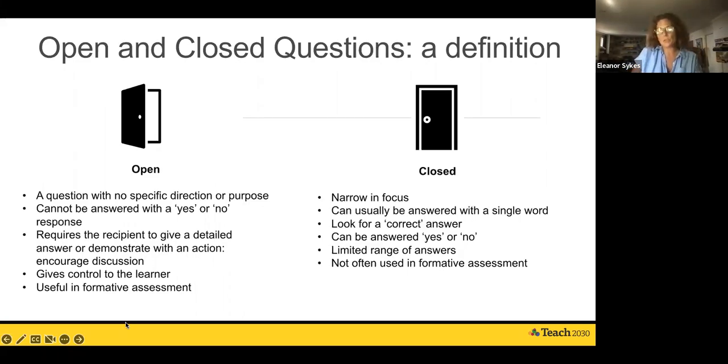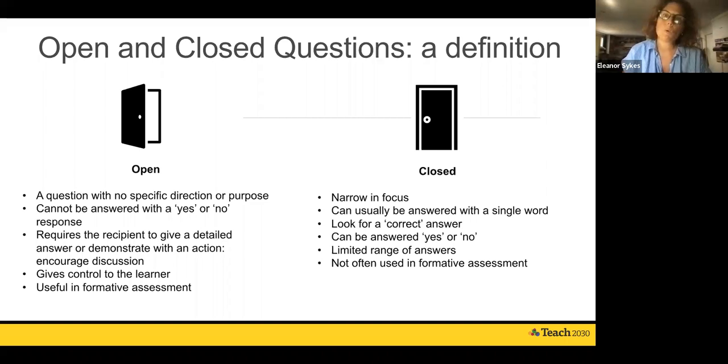I say here it's useful, it's vital in formative assessment. So when you are assessing during the lesson, throughout the lesson, at the end of the lesson, formative assessment, in other words, which helps you understand where your learners are, what they know, what they are doing currently, and where they are going to go next. Open questions are absolutely vital, and it would be very hard to teach well without using them when relating to formative assessment. So closed questions obviously would be the opposite.